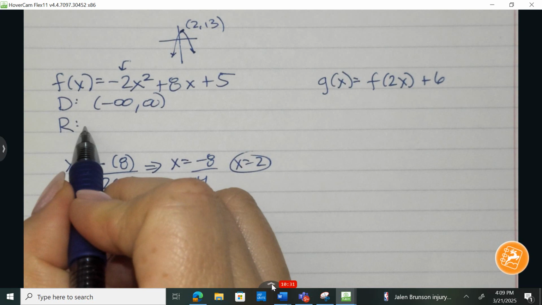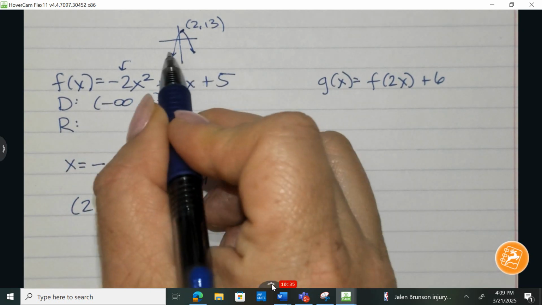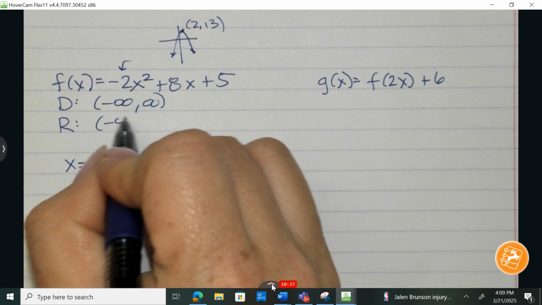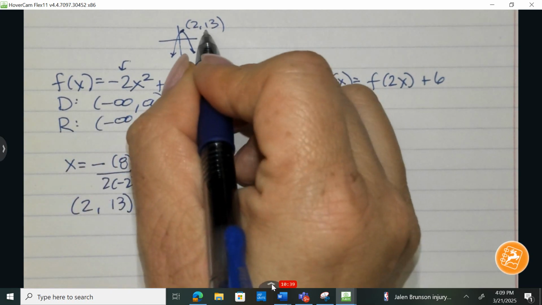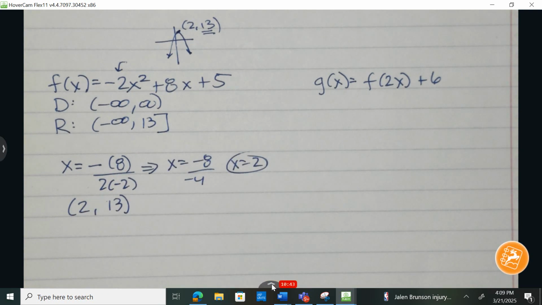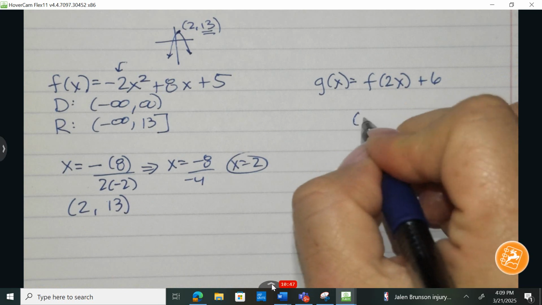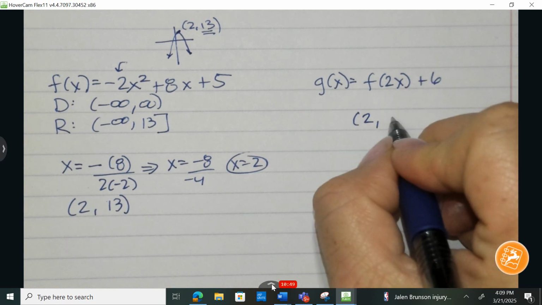So in this case, when I do the range, notice we do it from the smallest to the largest. The smallest would be negative infinity. And it goes all the way up as high as a y coordinate of 13, and it is included on the graph of the function. Let me write the coordinates for the vertex of f of x.